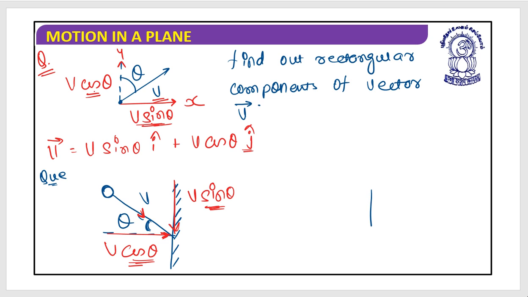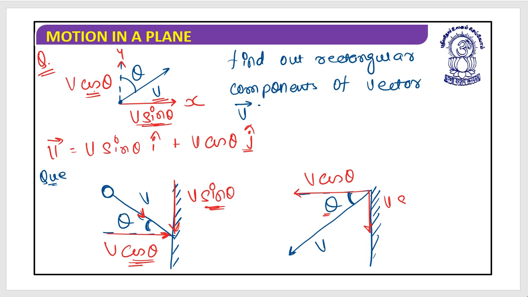You might feel this. Let's suppose this is the wall, and after moving on this, it is moving in this direction, making an angle theta, moving with the same velocity. Now make a v cos theta and v sin theta of this. First let's find the v cos theta, as it is making an angle theta with this. So this would be the v cos theta, and the component perpendicular to this would be v sin theta.